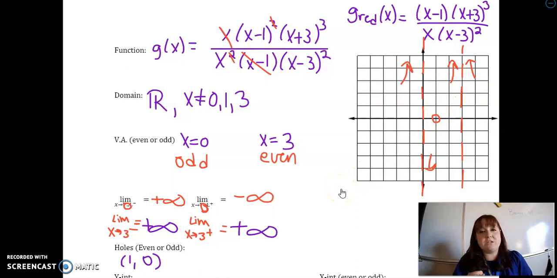All right, we're looking for y-intercepts now, but guess what? This has an asymptote at 0, so we automatically know there's no y-intercepts. You could try, but when you try to plug 0 into this function, you're going to get 0 on the bottom, and that's not okay. So there are no y-intercepts.